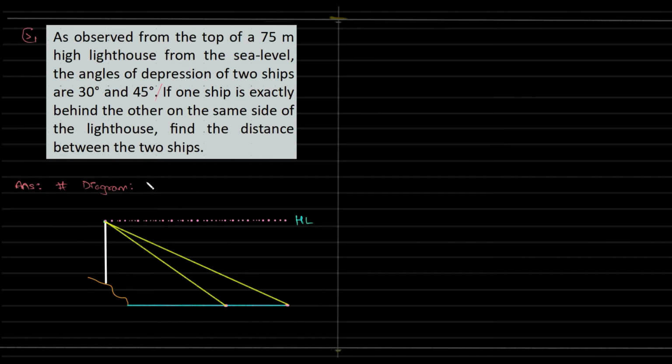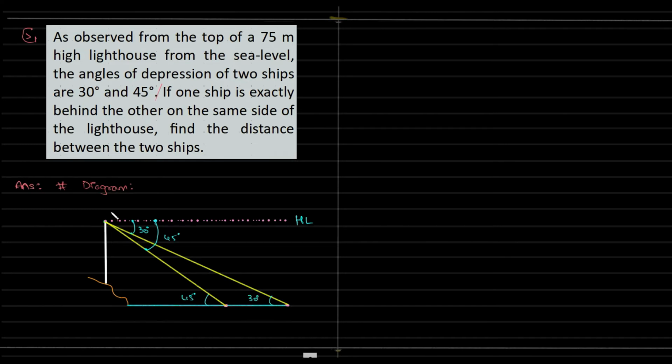So the angle of depression of the two ships is 30 and 45. Which is 30 and which is 45? Is this 30 and this 45, or this 45 and this 30? Well, I gave you the wrong diagram. Obviously this is 30 and this is 45. This has a bigger mouth and this has a smaller mouth. So this has to be 45 and this has to be 30. This will ease our calculation.